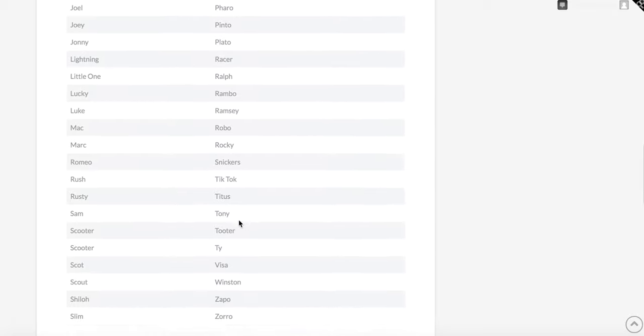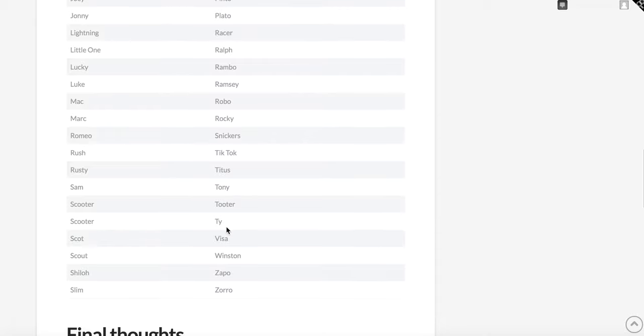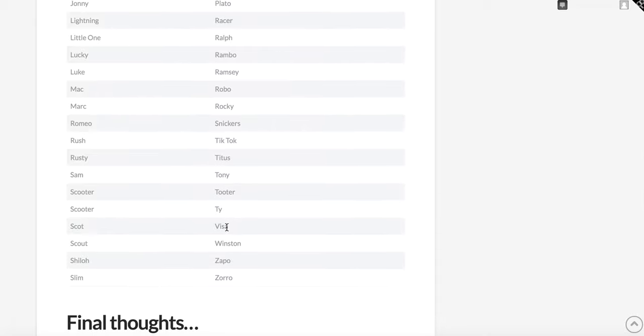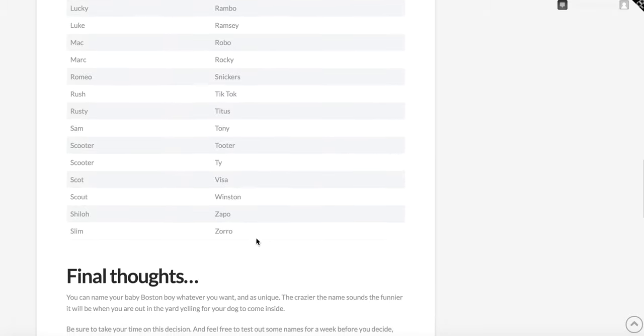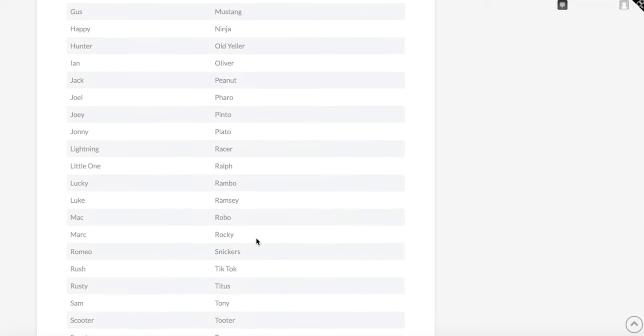Titus, I like that one as well, Tony, Tudor, Ty, Visa, Winston, that's, if you guys have seen the cartoon Winston of the Little Boston Terrier, that's the cutest thing ever, I like that name, Zappo, and Zorro. So those are 100 names that I put together as far as what you can name your Boston Terrier once you get it.